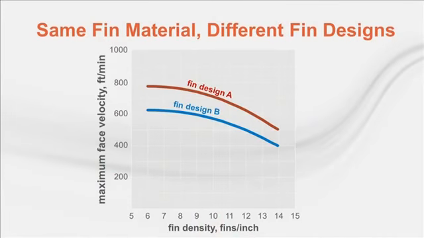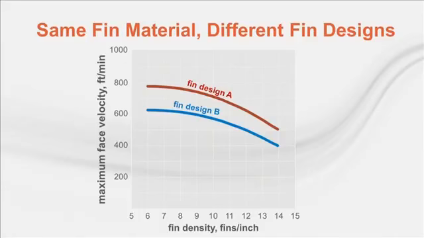Extensive testing of various fin designs and materials of construction has resulted in a clearer understanding of how these factors affect moisture carryover. This chart depicts the laboratory-tested performance of two coil fin surfaces. The x-axis is fin density, and the y-axis is coil face velocity. The two curves depict the maximum face velocity to prevent moisture carryover for each type of fin surface.